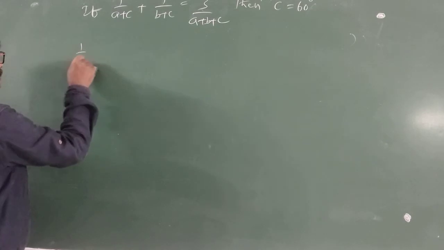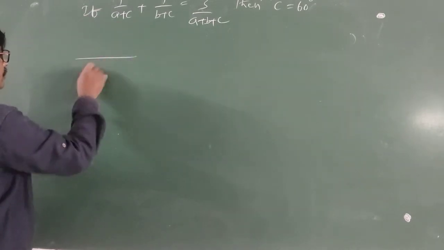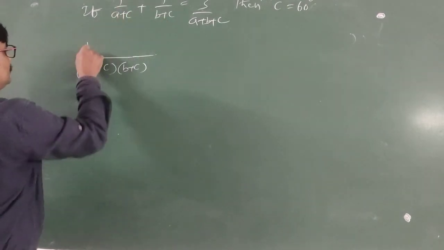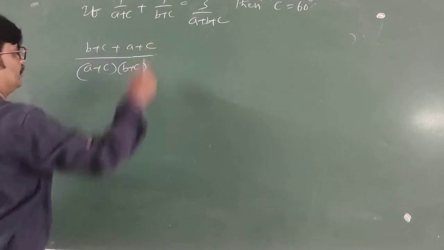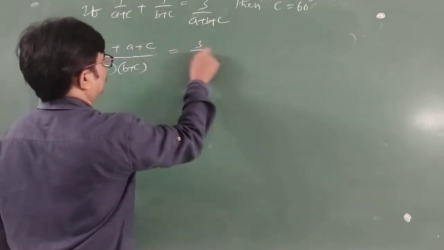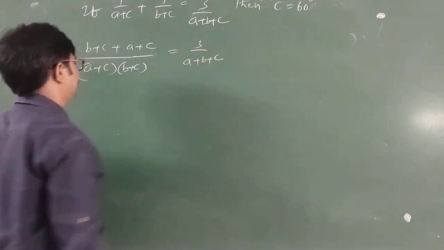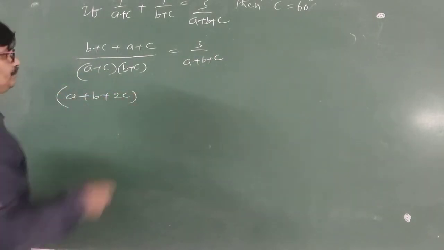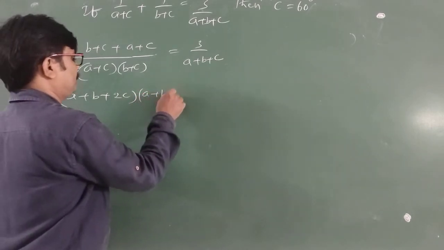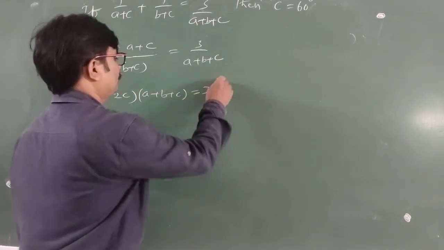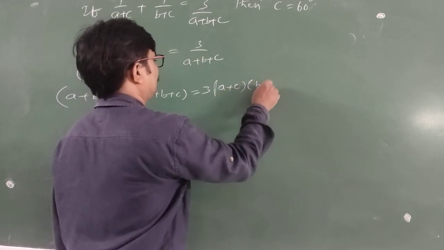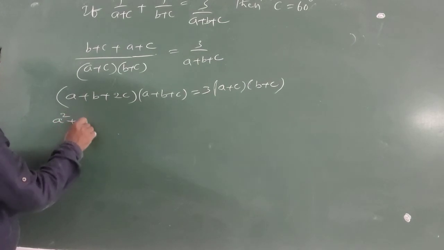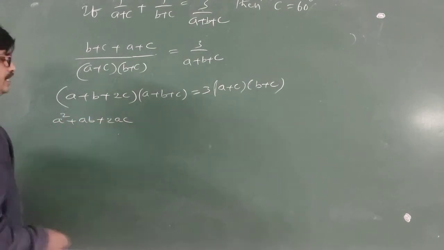Now what is given, students: the LCM is a plus c, b plus c, now this is b plus c, a plus c. After that 3 by a plus b plus c. Now students, we have a plus b plus 2c into a plus b plus c equal to 3 into a plus c, b plus c. Now we have to multiply with a: a square, ab, 2ac.